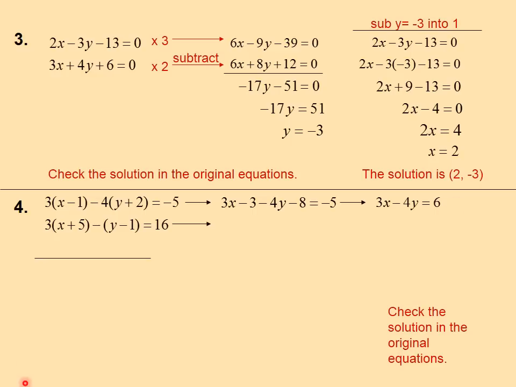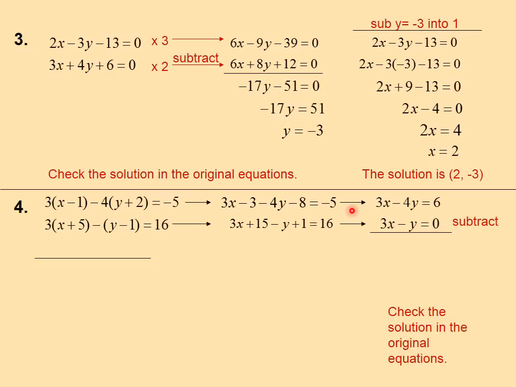Let's do the same thing with the second equation, just tidy it up, get rid of the brackets, and then we'll put the 3x first, the negative y next, and then collect up all the constants, and they add to 0. That's okay.